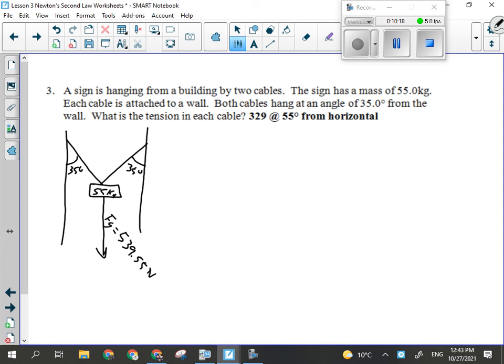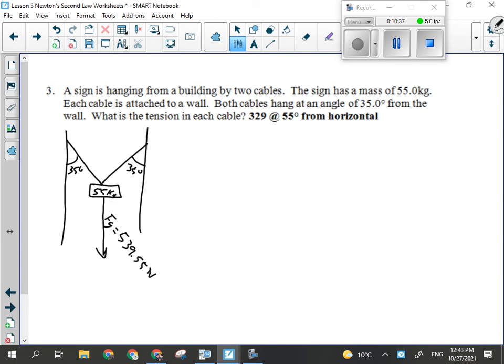Gravity is pulling down on the sign. Is the sign moving? Then what's the net force? Right. The net force in this question is 0. What's providing the upward force? The cables. Each one of the cables is pulling upwards.